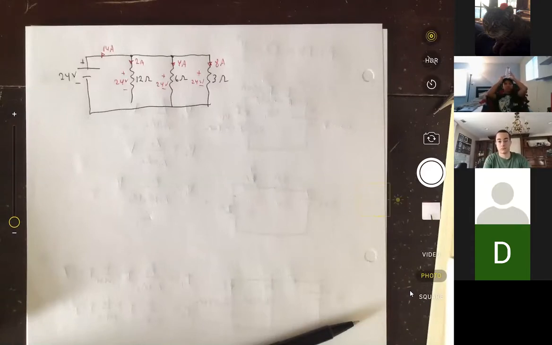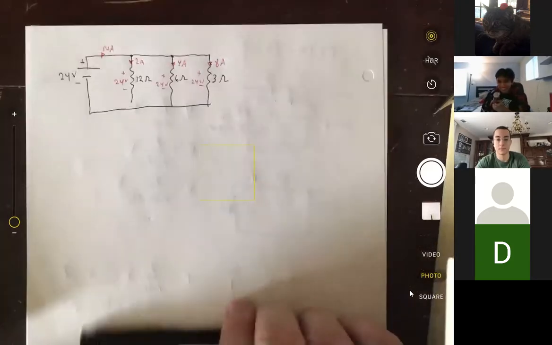How would it change the problem if the current was going to the left instead of to the right? It actually wouldn't change at all. It'd be the same thing.